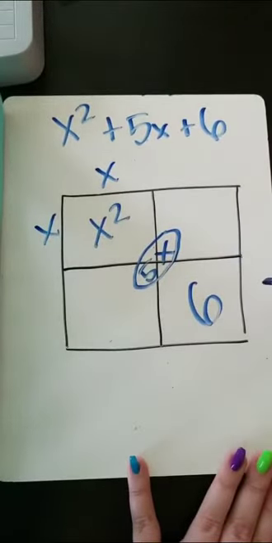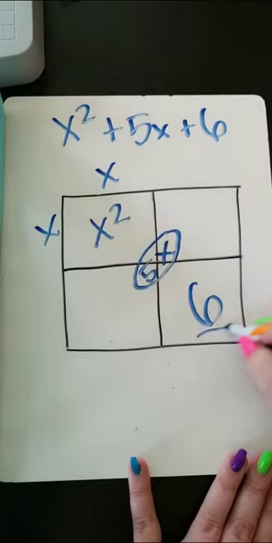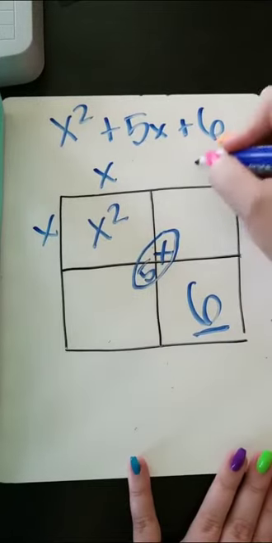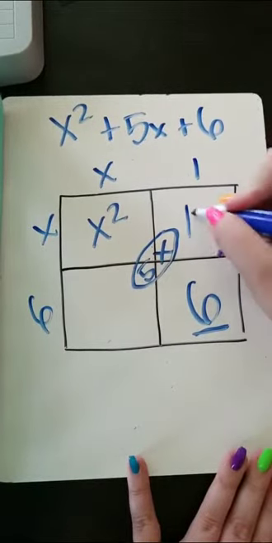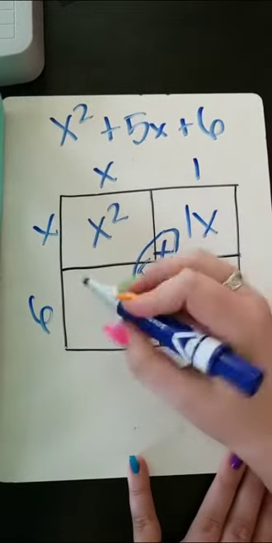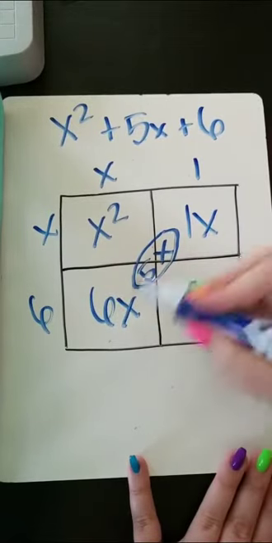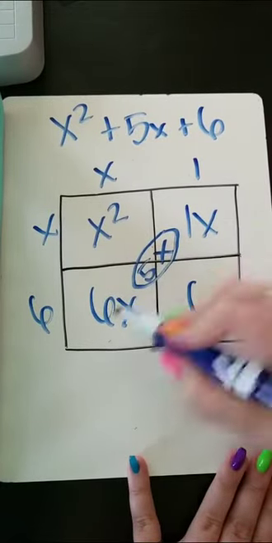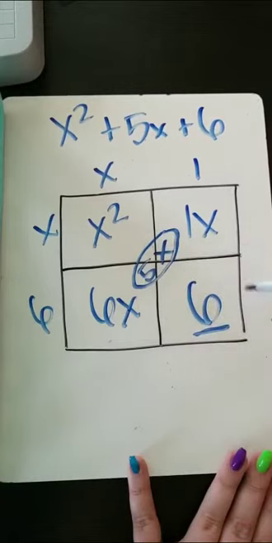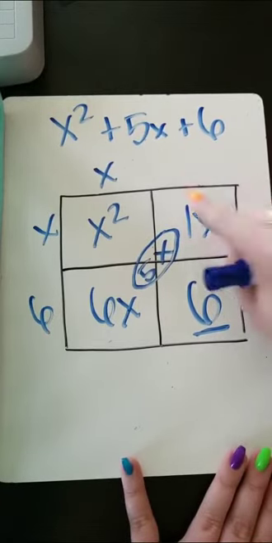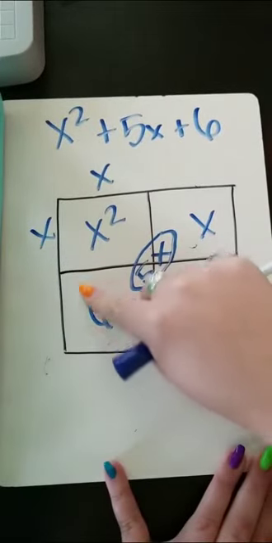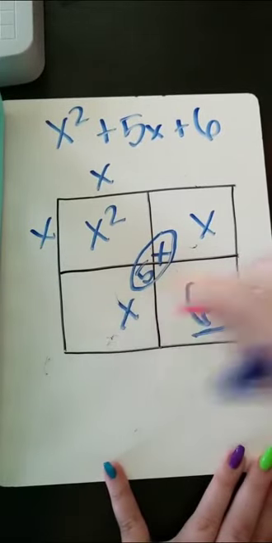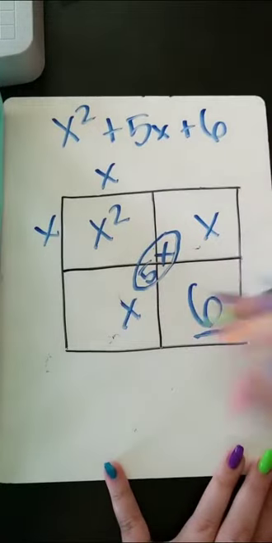That's my only option. Then I figure out how to multiply to get 6. Well, one option is 1 and 6. If I have 1, that is 1x. If I have 6, that is 6x. 6x plus 1x, because they're both positive, does not give me 5x. So that one doesn't work. Also, with this method, I highly recommend using whiteboards because of all the erasing and guessing and checking we're doing.